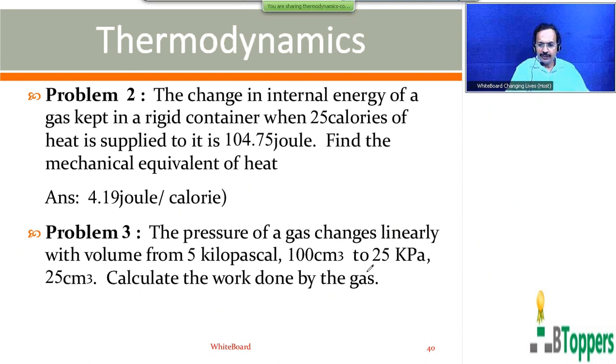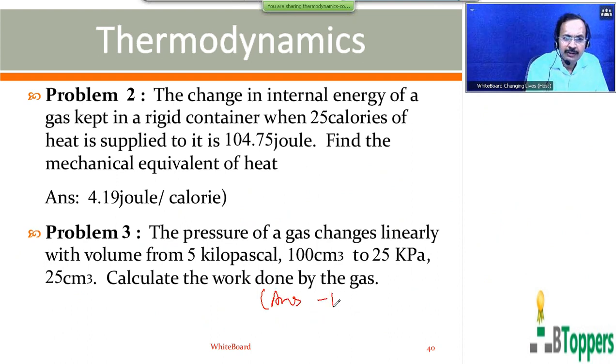So for problem 3, which I just discussed, you get the answer as 1.125. Of course, there should be a negative sign for work done, because there is a decrease in the volume. When the volume of a fixed mass of gas decreases, we can say the work done by the gas will be negative. So the answer can be written as minus 1.125 joules.